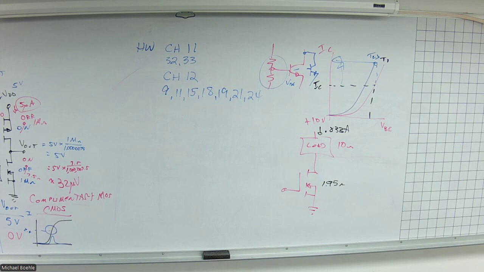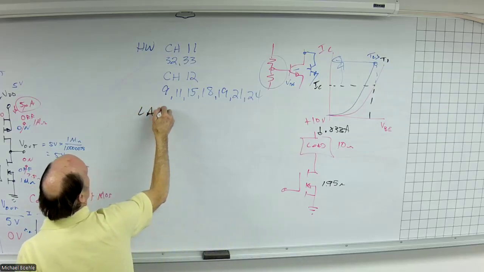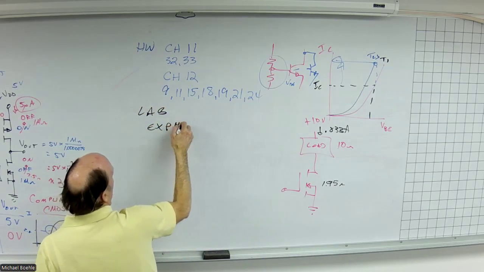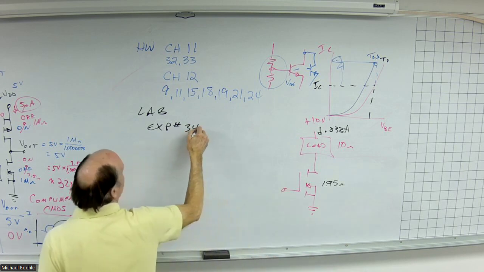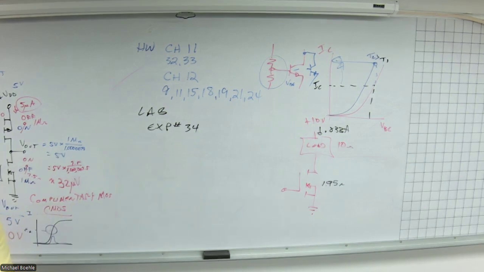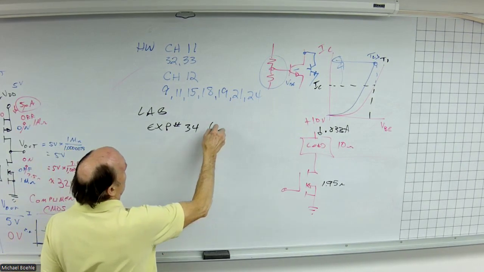All right, for lab, they have experiment number 34. This is going to be just like Panera here. You're going to pick two. Okay.